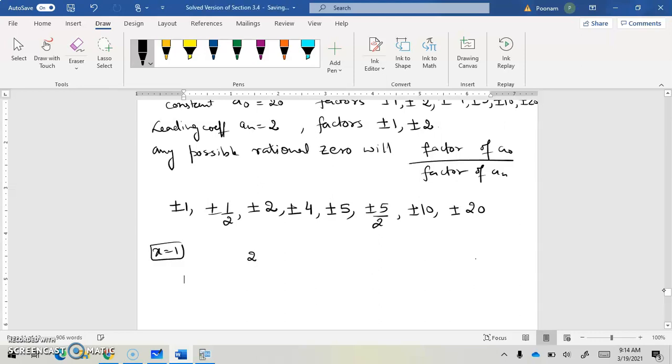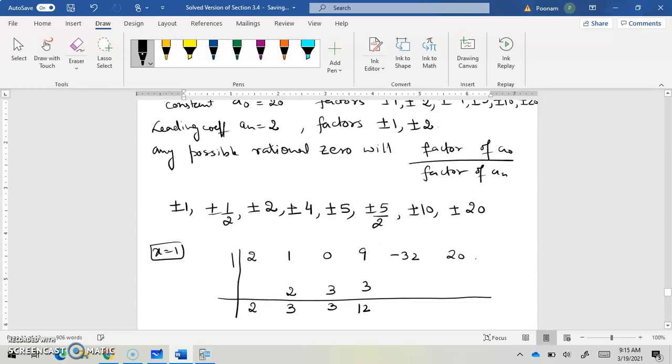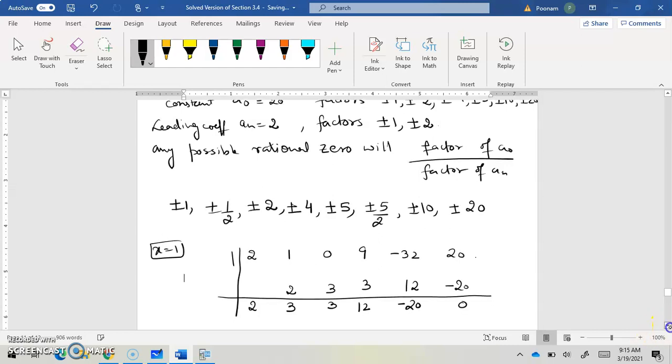My coefficients are 2, 1, 9. We have to write 0 because x cubed is missing. Then we have negative 32 and 20. We write 1 here. Let's divide. 2 goes down, multiply, adding 3. 1 times 3 is 3, add 3, 12. That is negative 20, and when you multiply, it's negative 20 here. And we get the remainder 0.